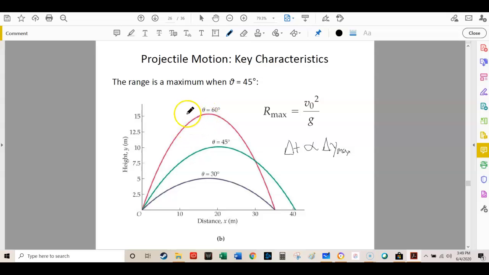So this would take the most time of flight, right? So this delta t would be greater. So the delta t at 60 degrees is going to be greater than the delta t at 45 degrees. And this time of flight is going to be the shortest time of flight.